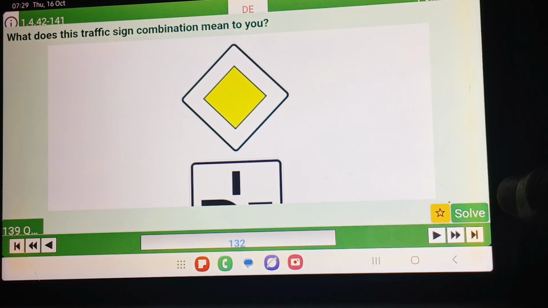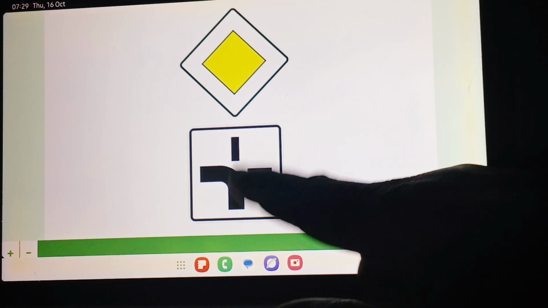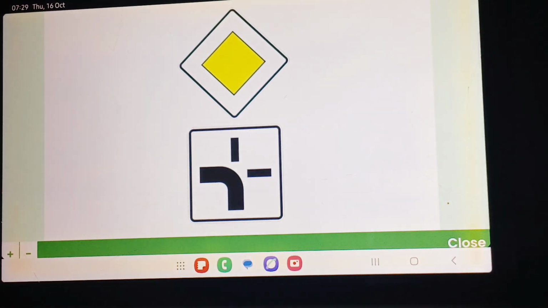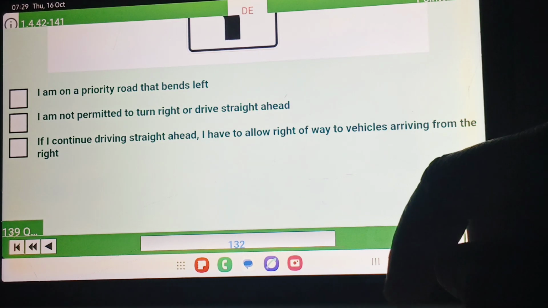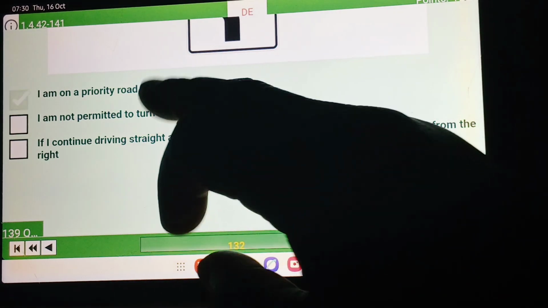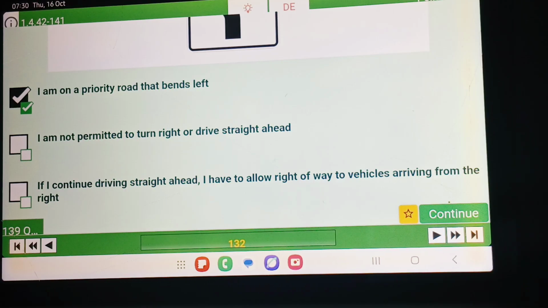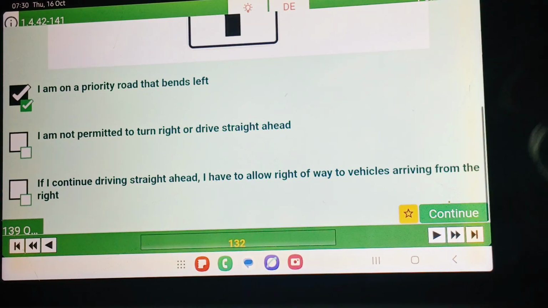What does this traffic sign combination mean? A priority road turning left, okay? This thick line is a priority road and it's turning left. I am on a priority road that bends left, yes. That's what it means, okay? Priority road turning left.